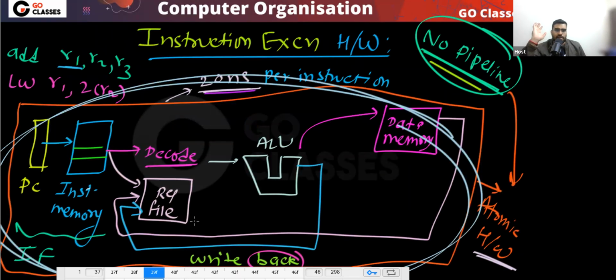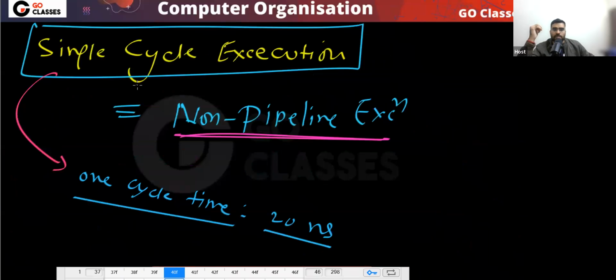Is this clear? All these things will happen in one cycle. Your one cycle time is 20 nanoseconds. In one cycle, your instruction will execute and the time is 20 nanoseconds. Because the instruction executes in one cycle, this is called single cycle execution.